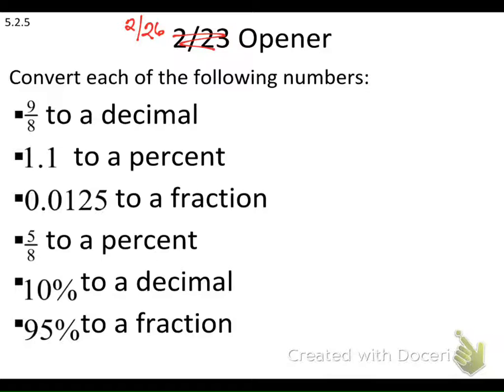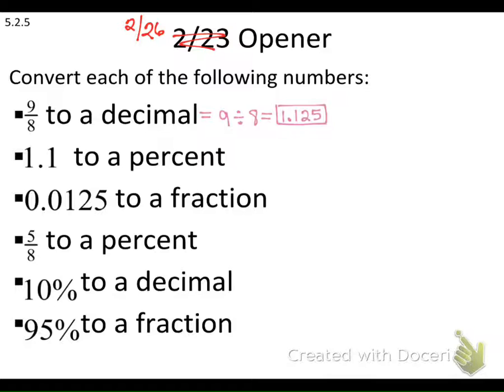Convert each of the following numbers. So the first conversion that we're going to do is a fraction to a decimal. When I convert a fraction to a decimal, what do I have to do, Darius Smith? Divide what by what? Good. So you're going to divide your numerator by your denominator. So when you take 9 divided by 8, what did you get? 1. Say it again. 1.125. Good.